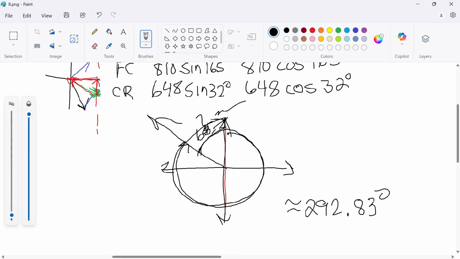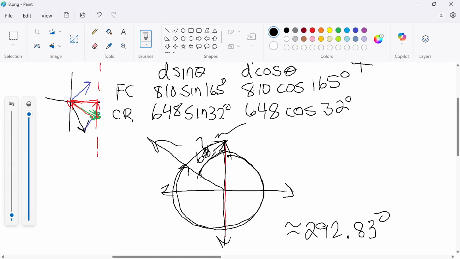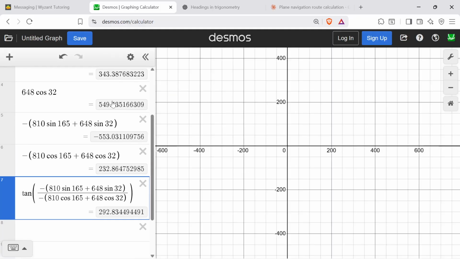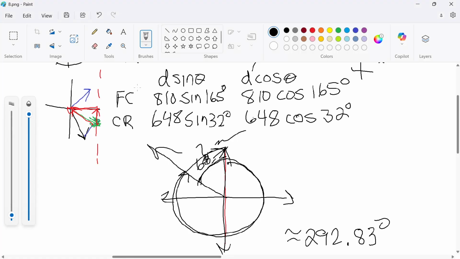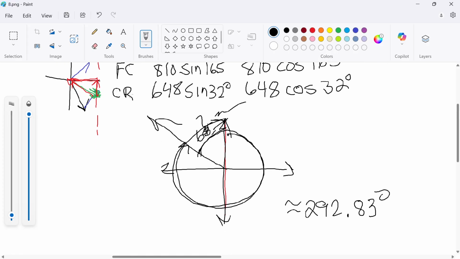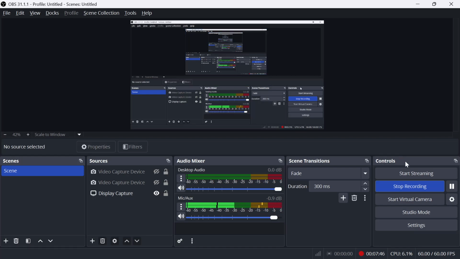The size of it is going to be from negative 553 for x and 232 for y. But that's the angle, 292.83 degrees. No reason to convert from headings to Cartesian angles or unit circle angles.